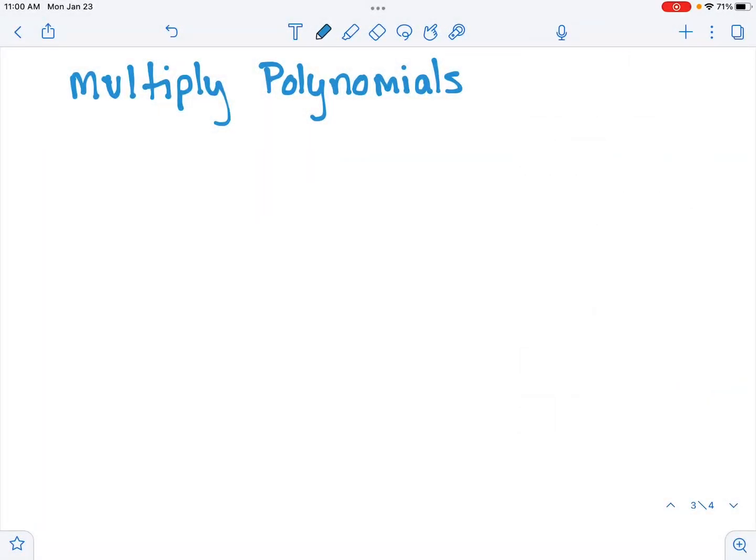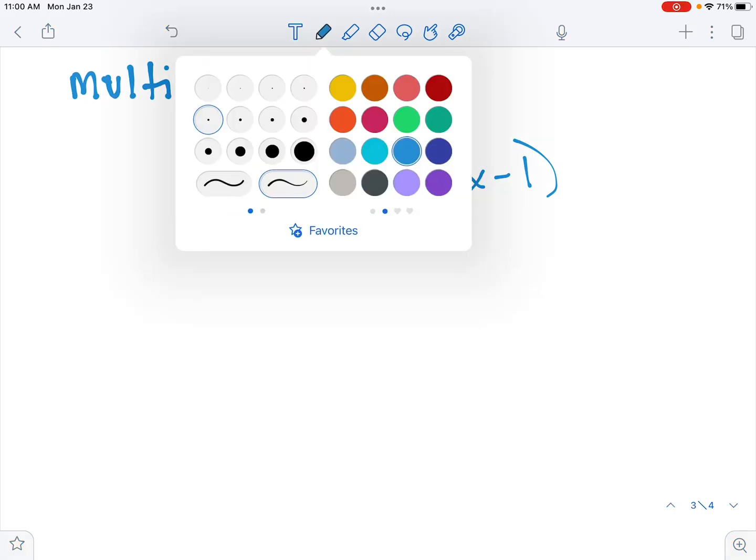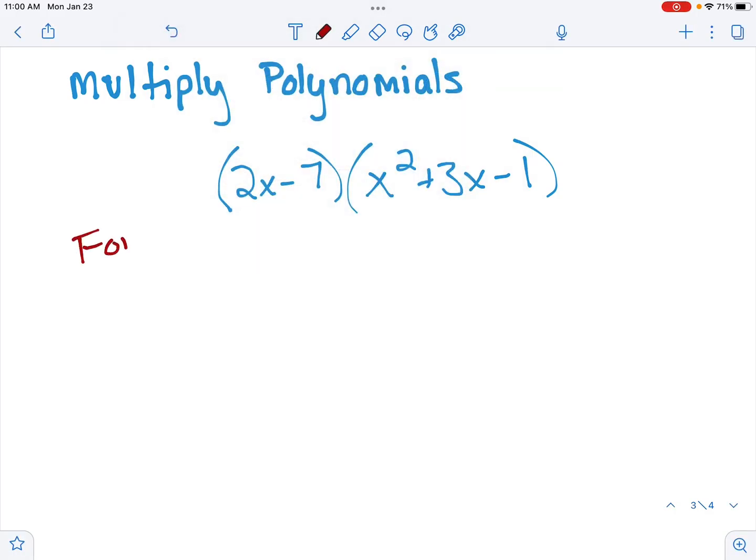We can also multiply polynomials of more than 2 terms, and I'm going to show you that today. So let's say we have 2x minus 7 times x squared plus 3x minus 1. So you can still use either method. I'll show you both of them. I think foiling can get a little bit more complicated. I think box helps us organize our numbers better, but it's up to you.